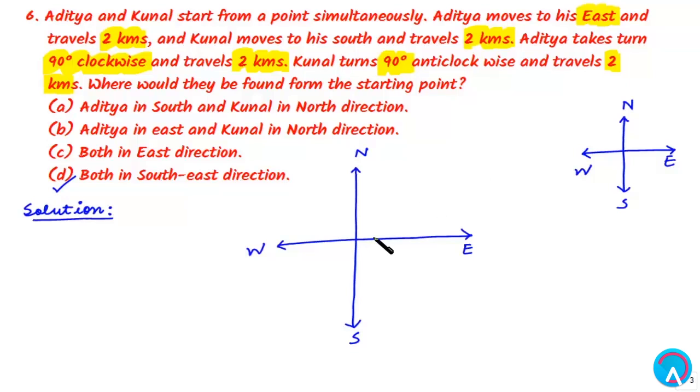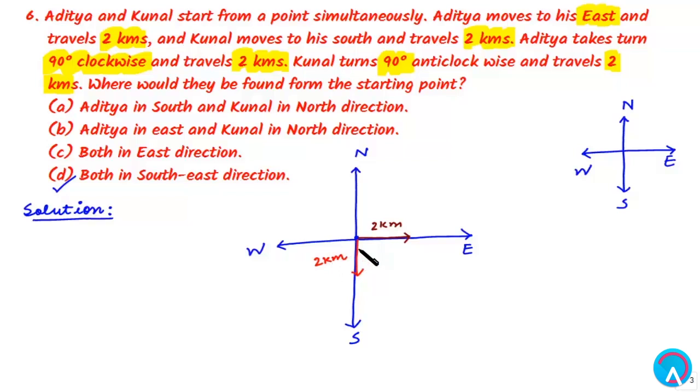So both Aditya and Kunal are starting from a point simultaneously, so let this be the point. And let's take brown color for Aditya and red color for Kunal. It is given that Aditya moves to his east and travels 2 kilometers. So Aditya will travel in this direction 2 kilometers, and Kunal moves to his south and travels 2 kilometers. So Kunal is moving towards south and he's also traveling 2 kilometers.